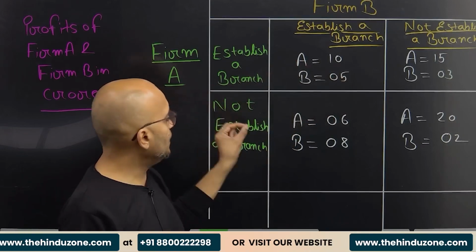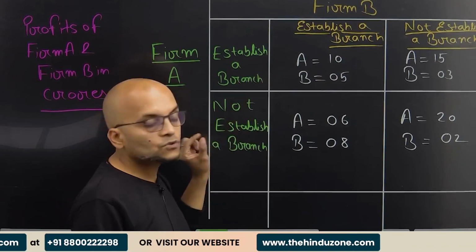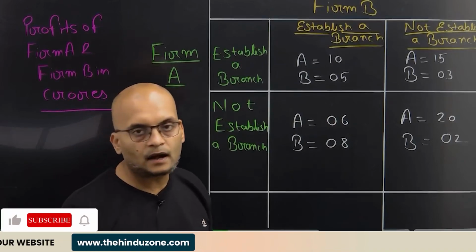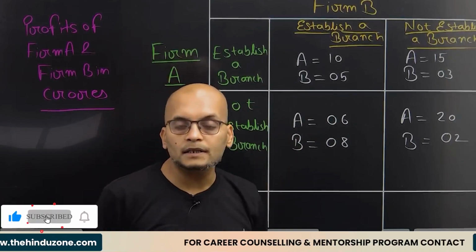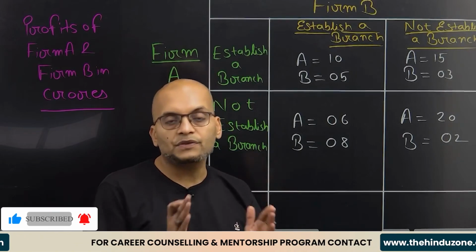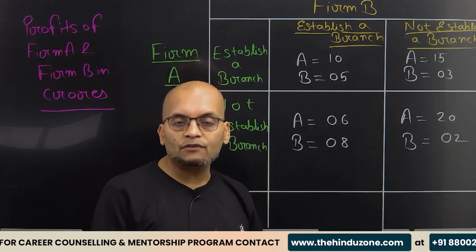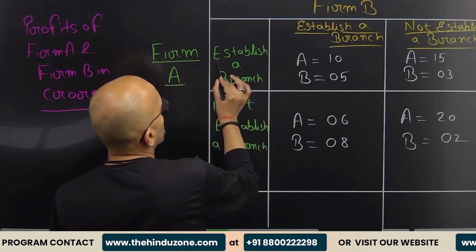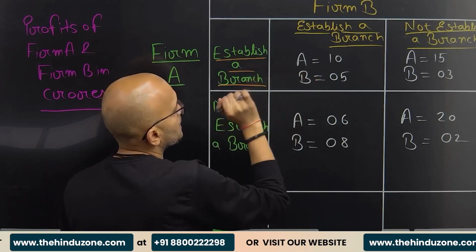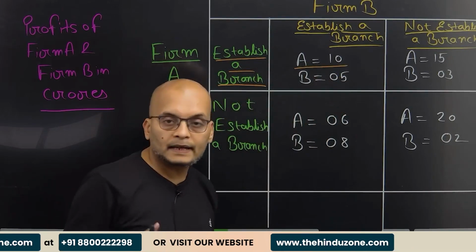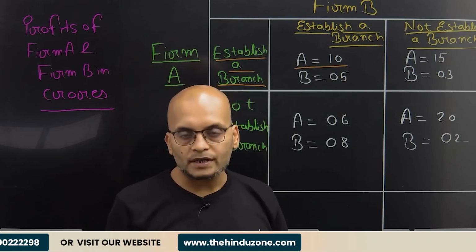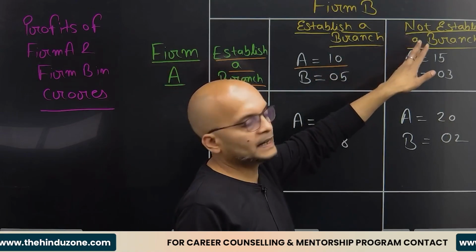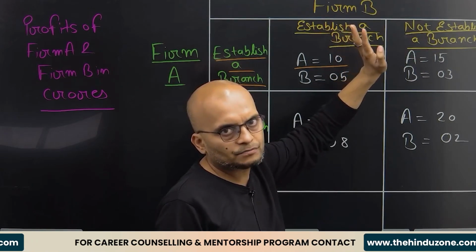Whereas if firm A decides to not establish a branch, then firm A will earn a profit of 6 CR and firm B will earn a profit of 8 CR. As we know, the main objective of a firm is profit maximization. So firm A will go with the option to establish a branch, because in this case firm A is earning relatively higher profit.